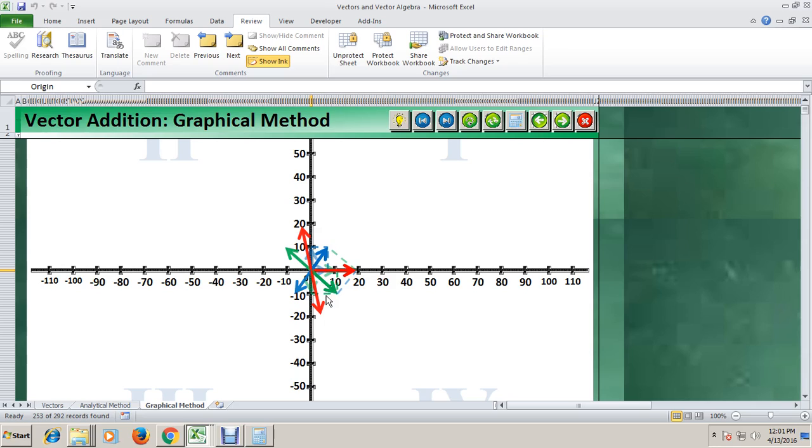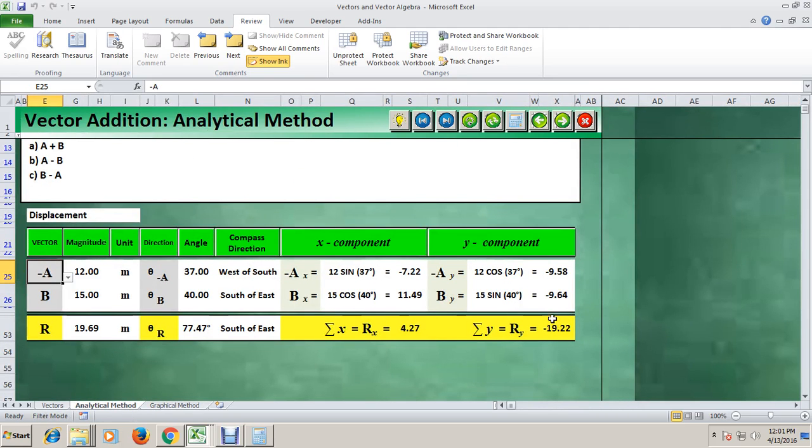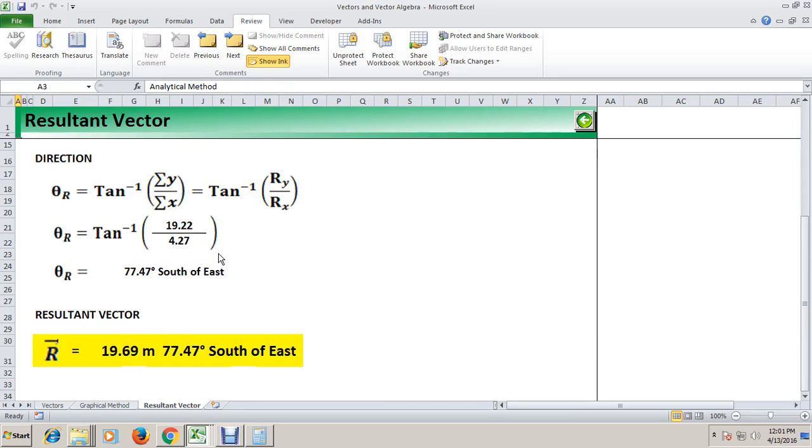And finally, for B minus A, this is your B. This is your negative A. This would result in B minus A for the red resultant vector. And as expected, the location of the red vector for B minus A is on the fourth quadrant, positive x, negative y. Okay, so let's try again the computation. So you have 19.69 meters, 77.47 degrees south of east. South of east is located on the fourth quadrant.